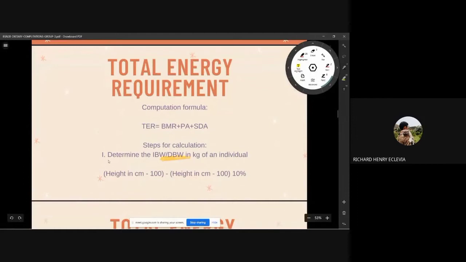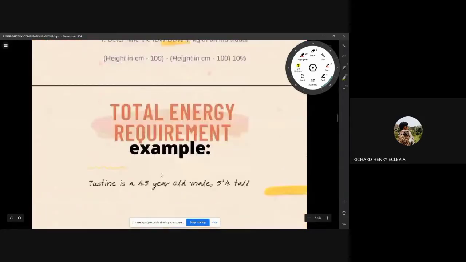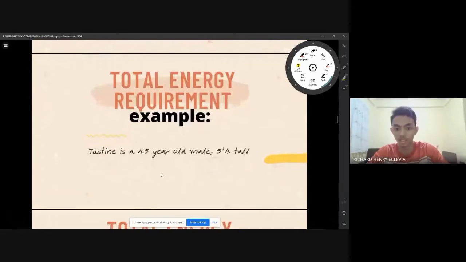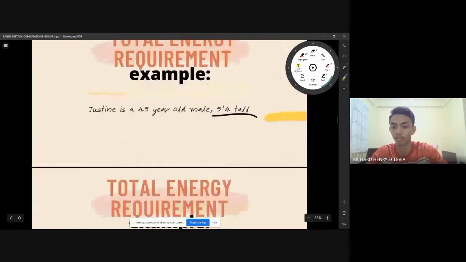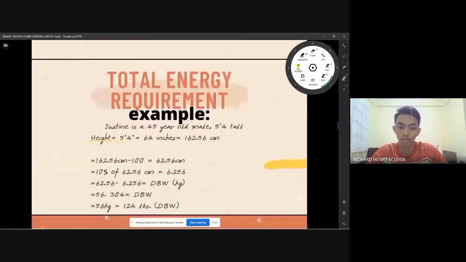So gagamitin natin yung Tannhauser's method kanina. So ito yung formula: height in centimeters minus 100, minus 10% of height in centimeters minus 100. So for example, Justin is a 45-year-old male and 5'4" tall. So unang gagawin is kukunin yung height in centimeter. So okay, yung height niya, yung given doon is 5'4". So ko-convert mo muna yon sa inches, then makuha mo.